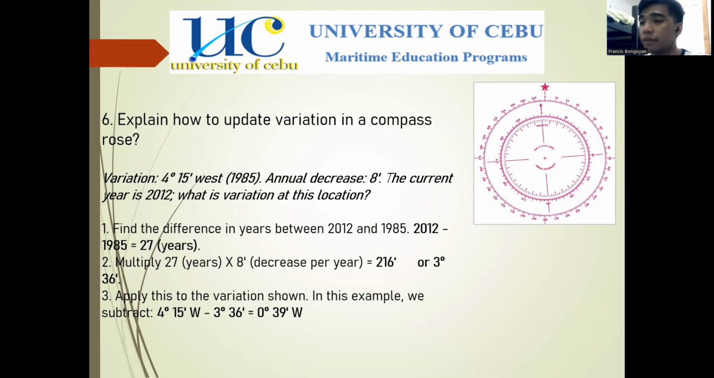So first, find the difference in years between 2012 and 1985. So 2012 minus 1985 is equal to 27 years. So number 2, multiply 27 years times 8 minutes decrease per year is equal to 216 minutes, or 3 degrees and 36 minutes. So number 3, apply this to the variation shown. In this example, we subtract: 4 degrees and 15 minutes west minus 3 degrees and 36 minutes is equal to 39 minutes west. So that's all for my report and thank you.